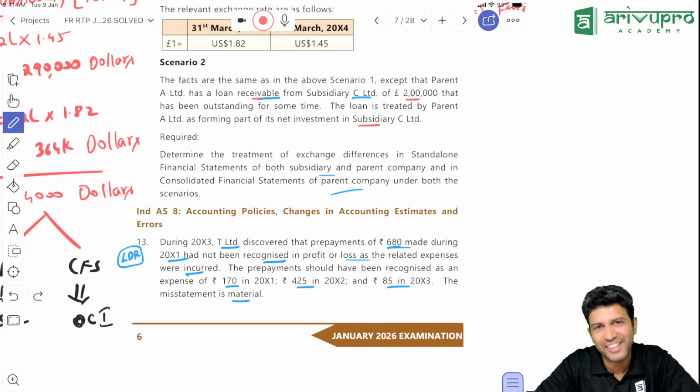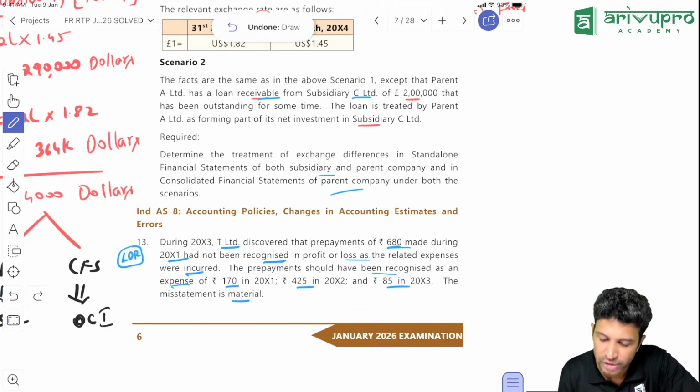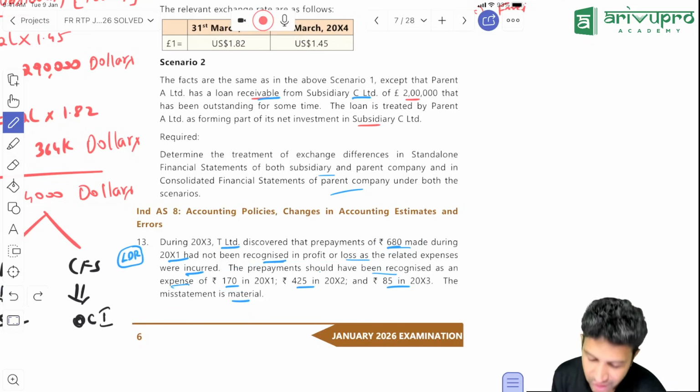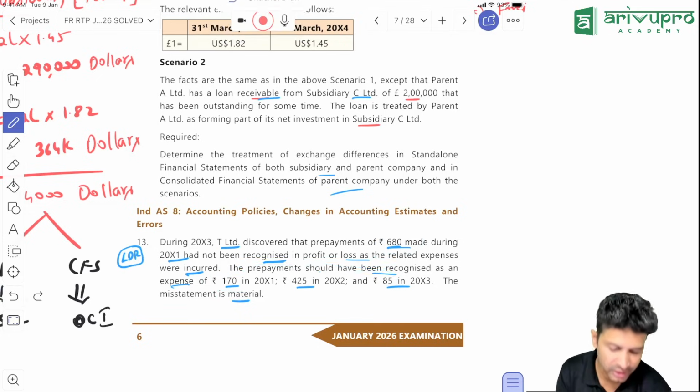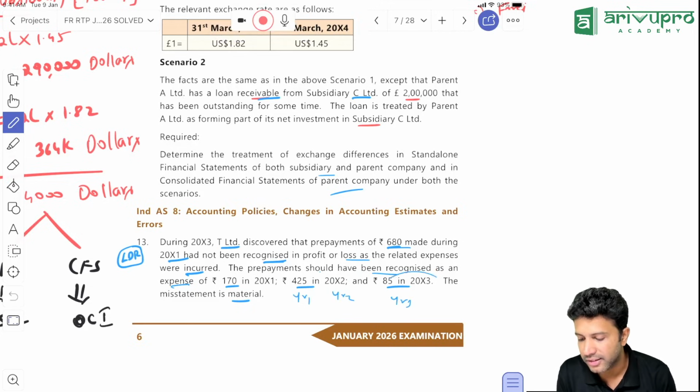Okay, all right. The prepayment should have been recognized as an expense of 170 in 20x1, 425 in x2, 85 in x3. So if you add all this, you will get 680. So basically, this much expenditure you have to recognize in year 1, this is year 2, and currently we are in year 3 this year.